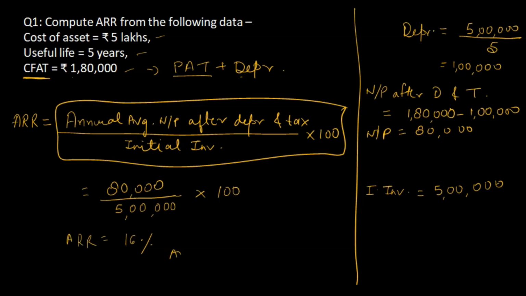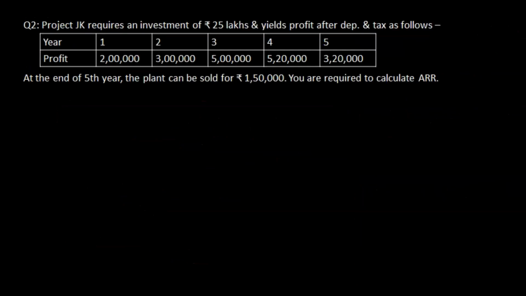16% is the return that is going to be obtained on this project. The project cost of asset is 5 lakh, its life is 5 years, and profit is 1,80,000. So like this we can calculate. I hope it is clear. One more question that we can see, then you will better understand this ARR. So here there is a project which gives investment of 25 lakh. Means 25 lakh is the initial investment. It's the cost of asset or cost of project or initial investment, original investment. It has various names, but it's the same thing, 25 lakhs.